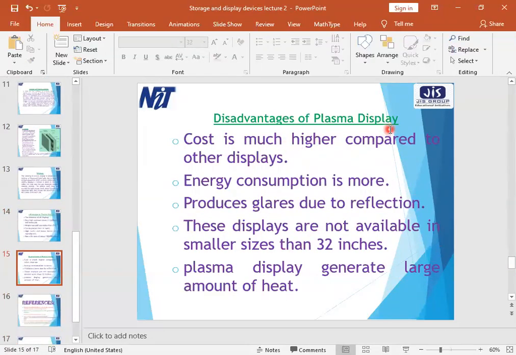Disadvantages of plasma display: cost is much higher than other displays, energy consumption is more, produces glares due to reflection. This is odd thing about this display. These displays are not viable in the smaller size. That means below 32 inch, it is not available. Plasma display generates a large amount of heat. This is also very bad thing about it.